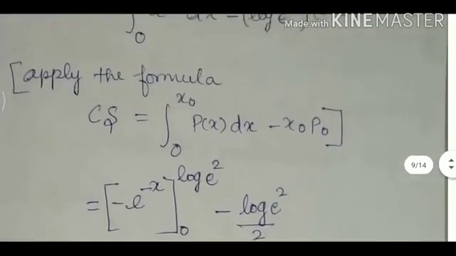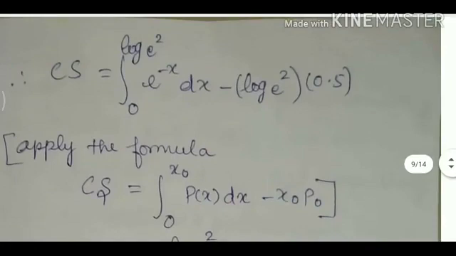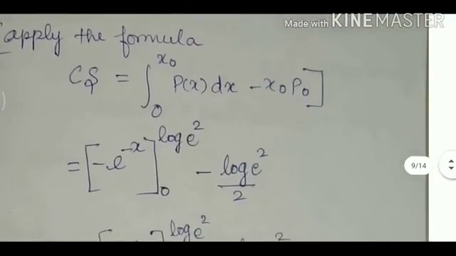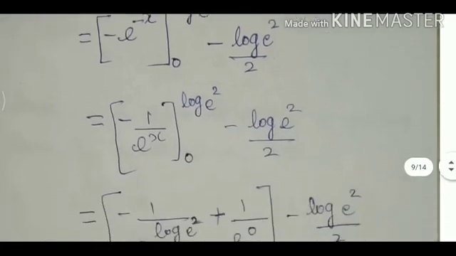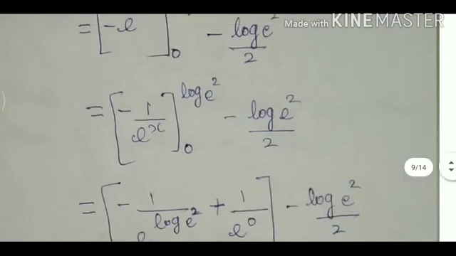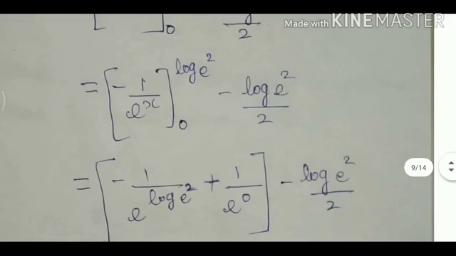So if you integrate e power minus x, we are getting minus e power minus x. The limits are 0 to log 2, minus log 2 by 2. That is, 0.5 means 1 by 2, therefore log 2 by 2. So it is equal to minus 1 by e power x, since e power minus x is 1 by e power x. The limits are 0 to log 2, minus log 2 by 2.